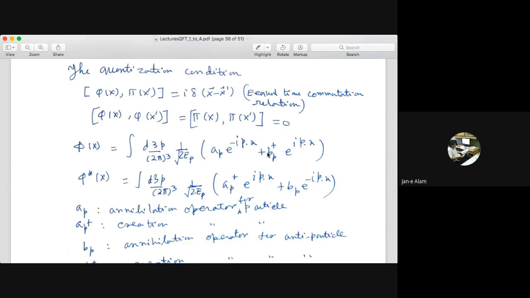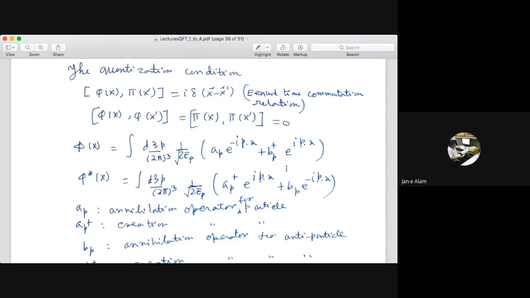If I take A_p dagger here, then phi star will be phi, which will indicate that my field is a scalar field, a real field. Similarly, phi star will be just the complex conjugate of that: A_p dagger e^{ip·x}, B_p e^{-ip·x}. Now suppose you have A_p, and that A_p will annihilate a particle, and B_p dagger will create an antiparticle. Phi star has A_p dagger, which will create a particle, and B_p will annihilate an antiparticle.